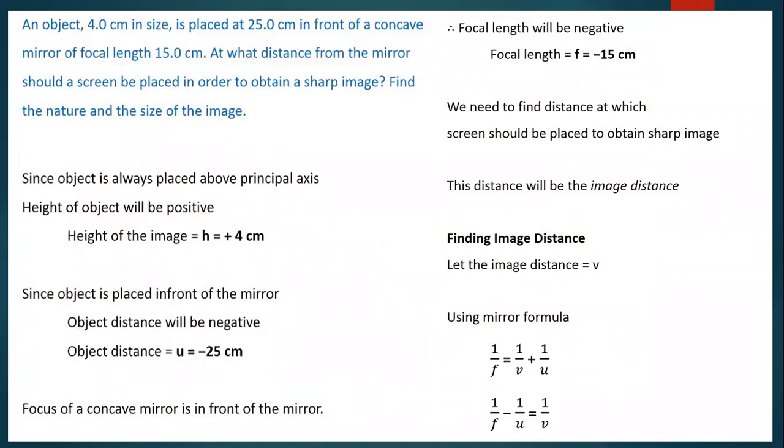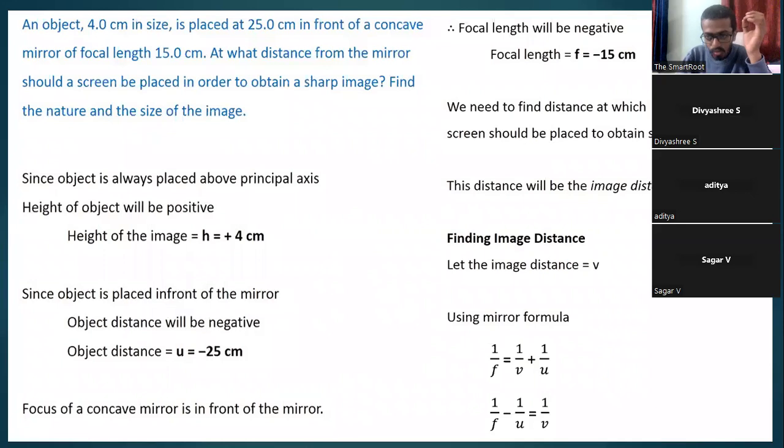So before we start off, this problem is going to use everything that we have learned so far. So what all are we using in this problem? We are making use of the object distance, the image distance, the focal length, and the mirror formula, that is 1 by f is equal to 1 by v plus 1 by u. We are making use of the magnification formula to find the size of the image.